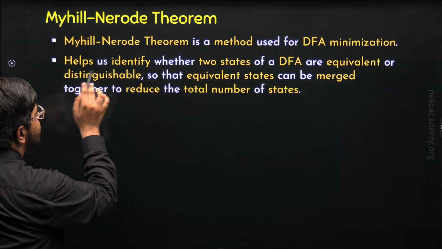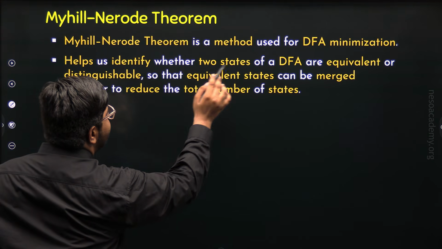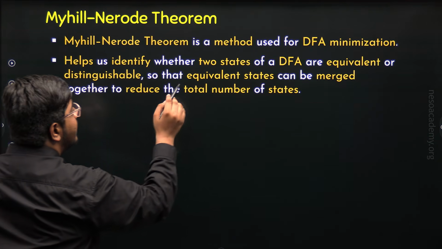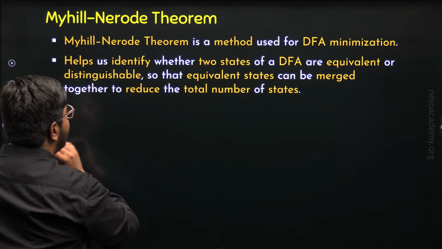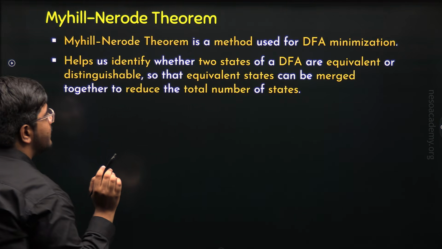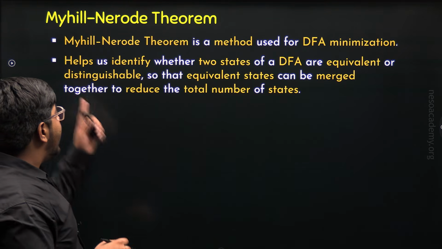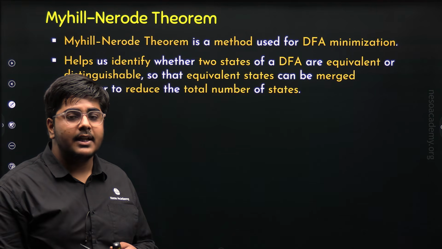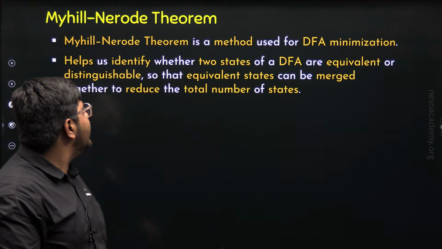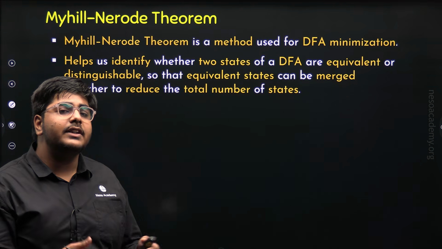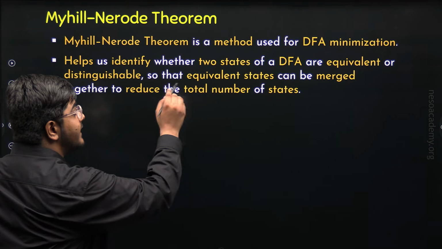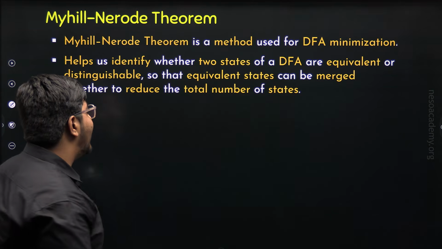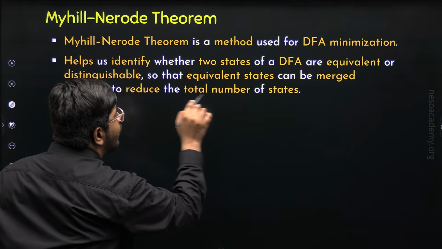Myhill-Nerode theorem helps us identify whether two states of a DFA are equivalent or distinguishable, so that equivalent states can be merged together to reduce the total number of states. So it helps us to identify whether the given states are equivalent states that have the same kind of behavior, or they are distinguishable states that have a different kind of behavior. If the states are equivalent, they can be merged together to form a single state. And in this way, it is used to reduce the total number of states.